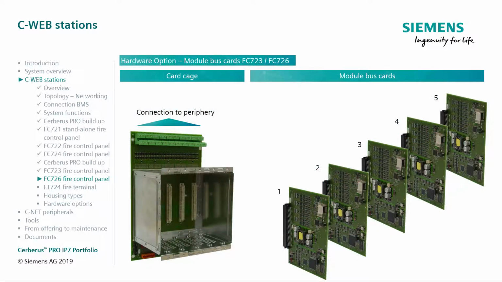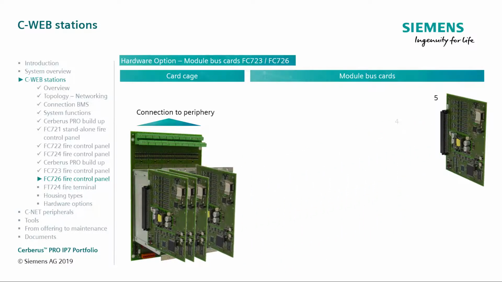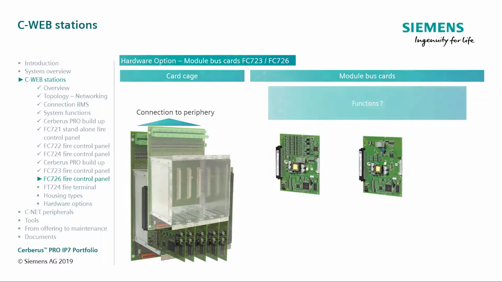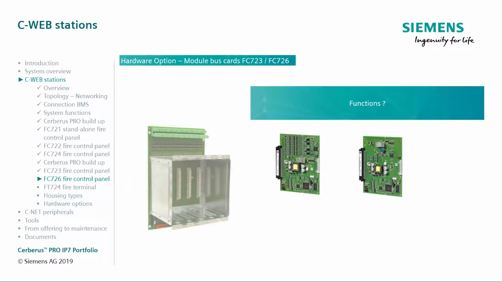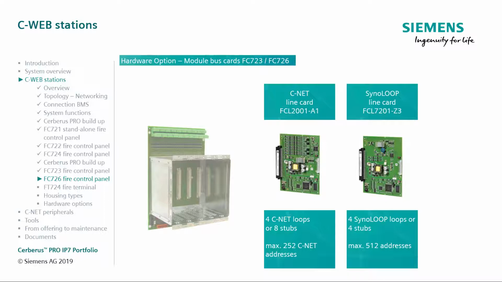Let's look at the card cage and module bus cards in more detail. The integrated card cage, shown here on the left, has space for 5 extra module bus cards. The various cards can be plugged into any slot. What functions do the different module bus cards cover? The CNAT line card allows you to have an extra 252 CNAT devices on a maximum of 4 loops or 8 stub lines. The Loop line card allows you to have an extra 512 devices on a maximum of 4 loops or 4 stub lines.